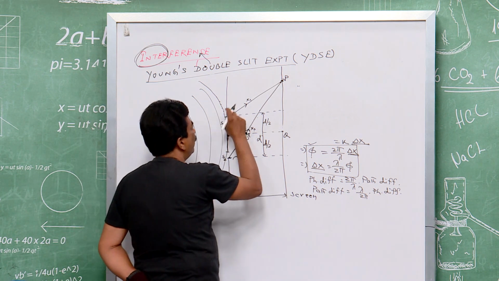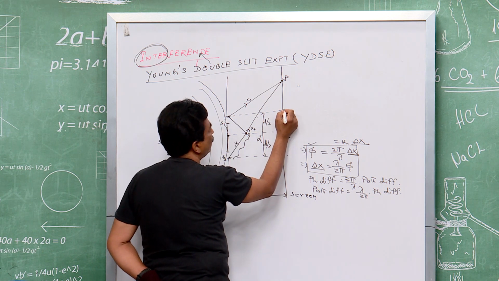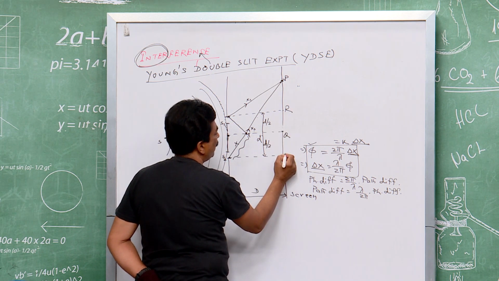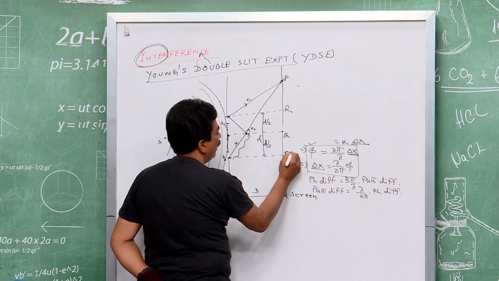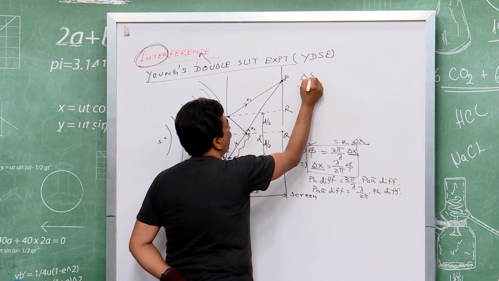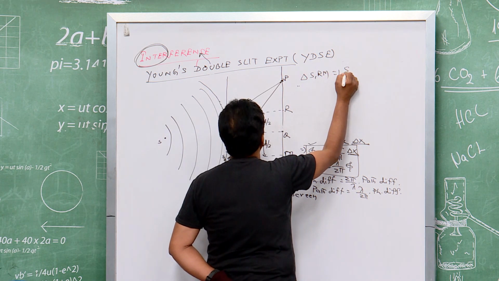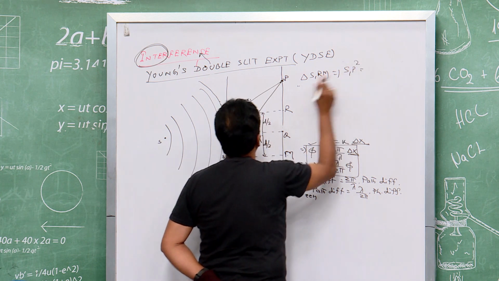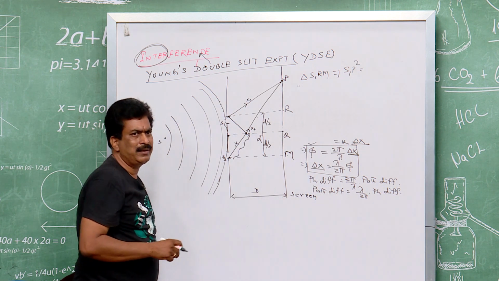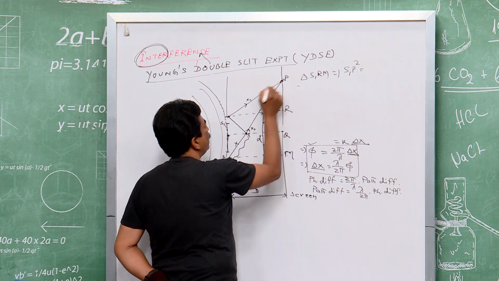So if you now take the triangle of S1, let us name it R, and this is M, say. So in the triangle S1RP, you can say S1P square, that is the hypotenuse. So that is the hypotenuse.